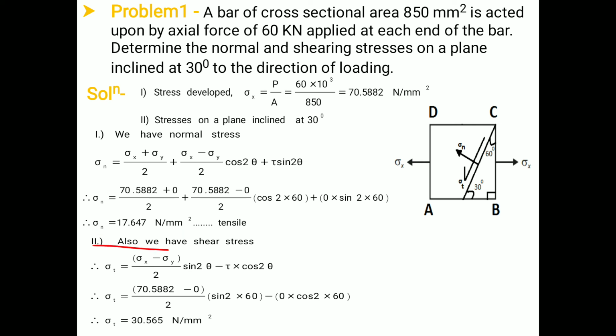Next one, we have to find out the value of shear stress. Shear stress can be given by sigma x minus sigma y by 2 sine of 2 theta minus tau into cos of 2 theta. It is the value which we have already derived. Okay, so again sigma x is 70.5882, sigma y will be 0 because it's uniaxial, and tau is also 0. Okay, so on solving this equation, what answer will we get? It is 30.565 Newton per mm square. So it's the value of shear stress which is acting on an oblique plane.